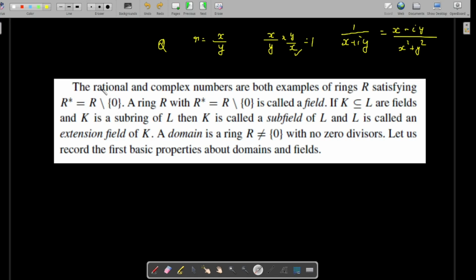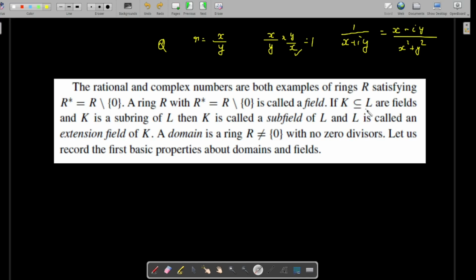So in both these cases, the set of all units, that is R star, is equal to R minus {0}. And a ring R with R star equal to R minus {0} is called a field. When we see in this example, you see that except 0, every other element in R has a multiplicative inverse. If you have such a ring, such rings are called fields. That is, if every element in the ring except 0 has an inverse, then we call such a ring a field.